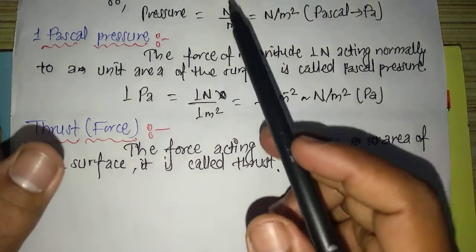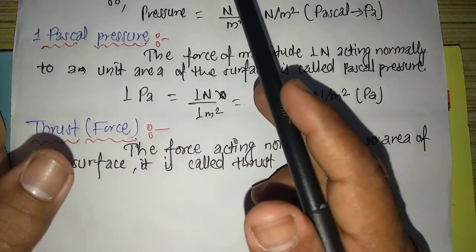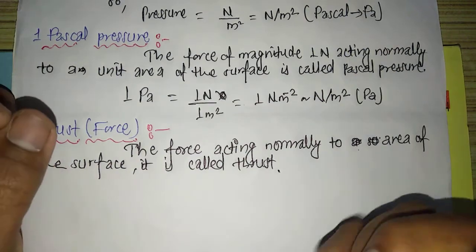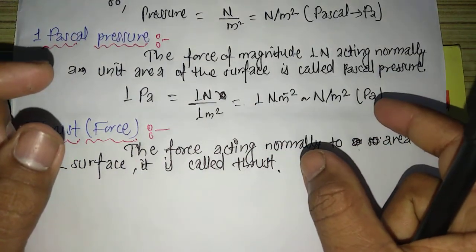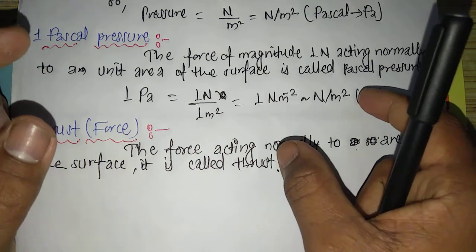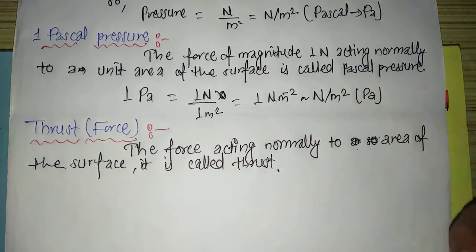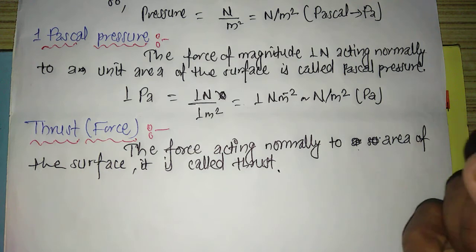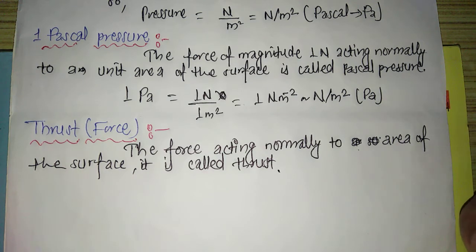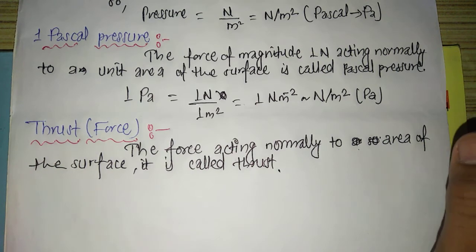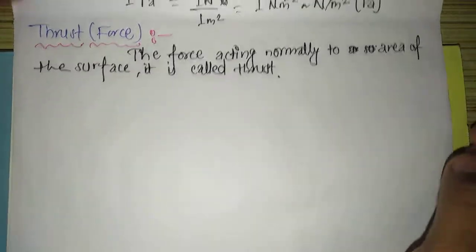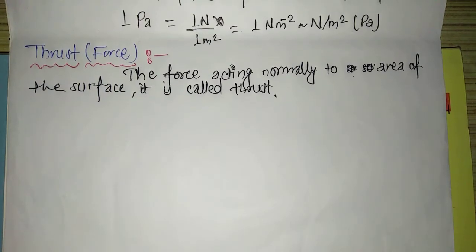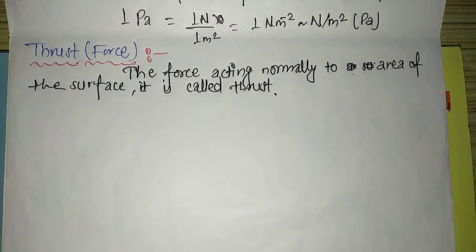While what is pressure? Pressure is the force acting normally only on the unit area. The force acting normally to unit area is called pressure, while the force acting normally to any surface area is called thrust, or simply force. So you can make some difference between thrust and pressure.